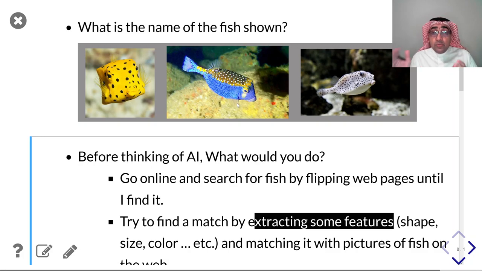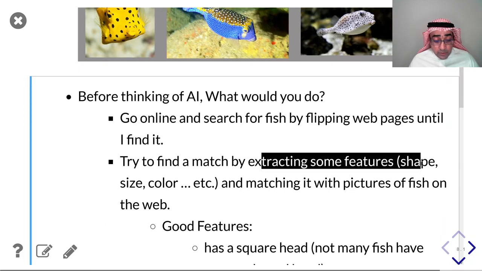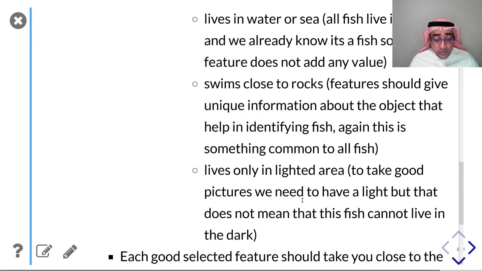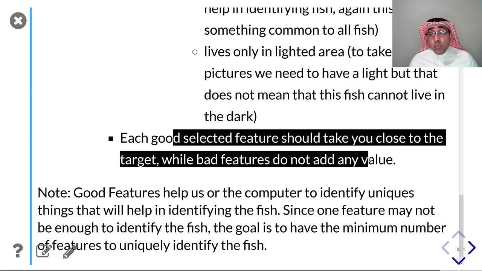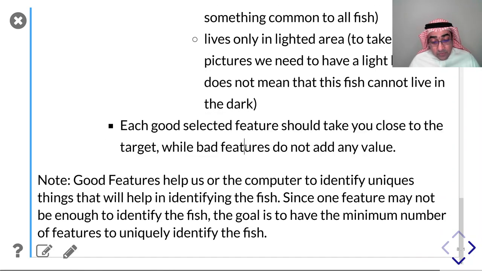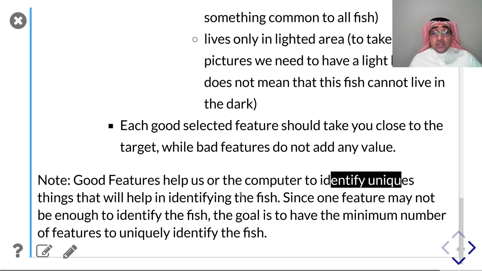Now, when you flip the page or you go through the database, you will not find exactly this picture. You might find a picture that is close to it, with maybe a different color, a bigger size fish, something different, but you will compare those different features. And when most of the features match, you will say, hey, this is my fish, and you will get to know what the fish is. So extracting features is very, very important, okay? And we talked about the good features and the bad features. Each good selected feature should take you closer to the target, while the bad features will deviate you from the target, okay? So that's why we have to select very good features. Good features help us, and they will also help computers to identify uniqueness in this fish so that you can distinguish it among the others, okay?